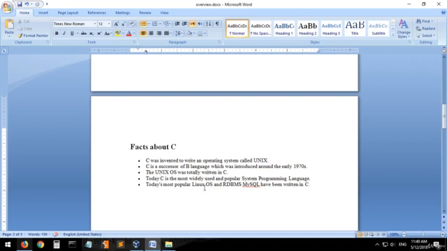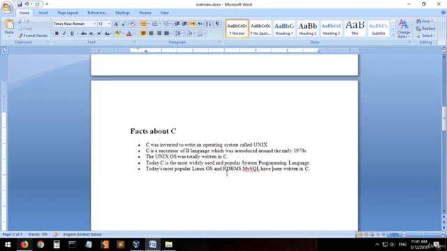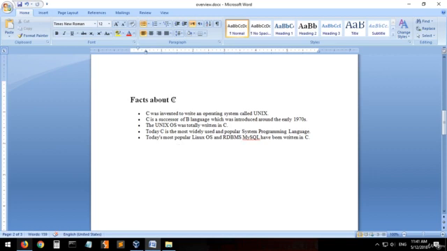Today the most popular is the Linux OS. Linux is similar to Unix. There are some differences, but if you want, you can read about it or enroll in our course to know the difference. Now OS and RDBMS, which is a database like MySQL, have been written in C. So it's an interesting language.